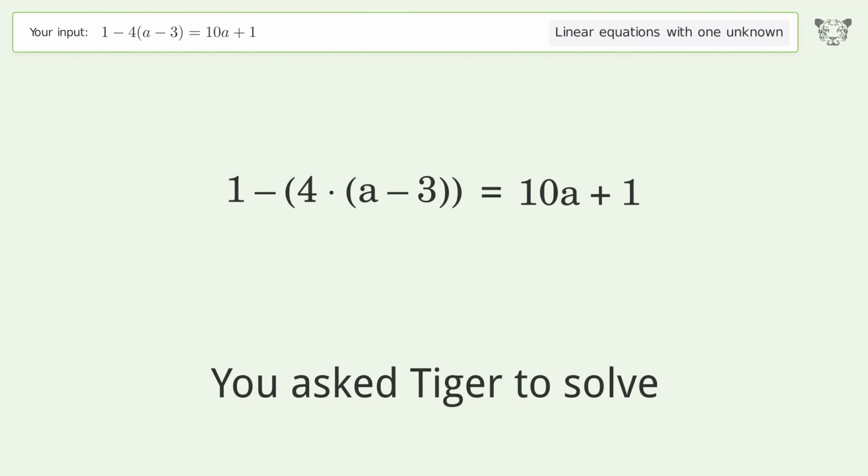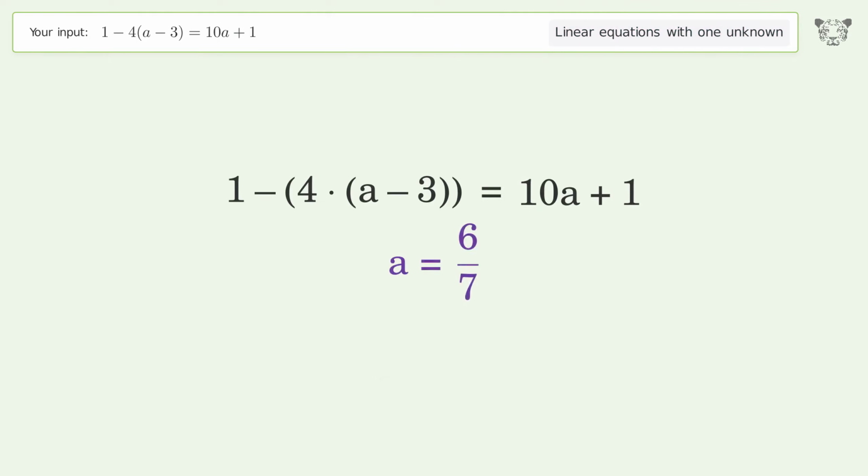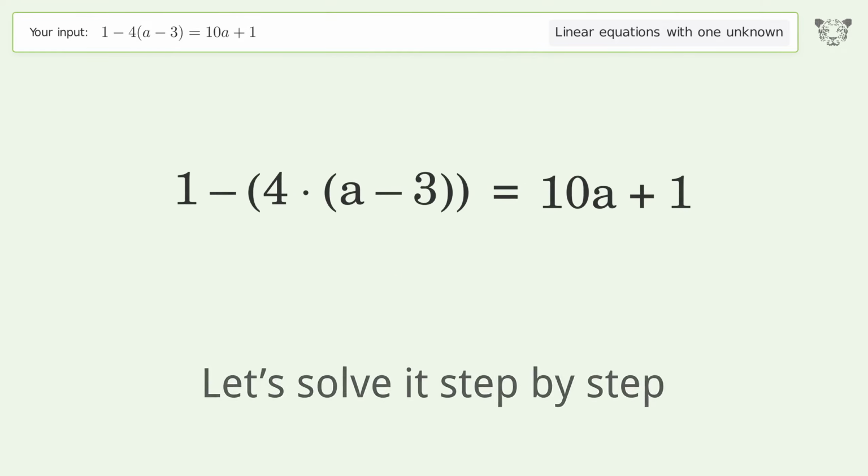You ask Tiger to solve this. This deals with linear equations with one unknown. The final result is a equals 6/7. Let's solve it step by step.